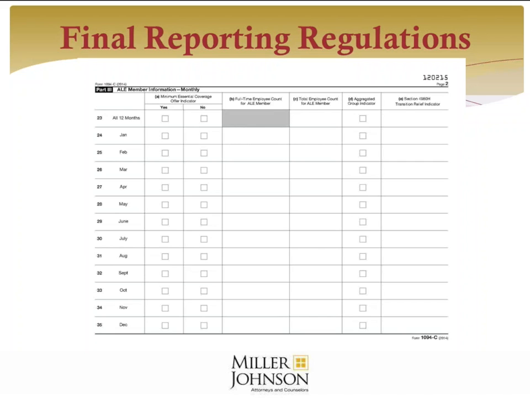Column C is your total number of employees in each month, and there are methods in how you count those. You can either use the first day of each month, the last day of each month, the first day of the first payroll of each month, or the last day of the first payroll period of each month.